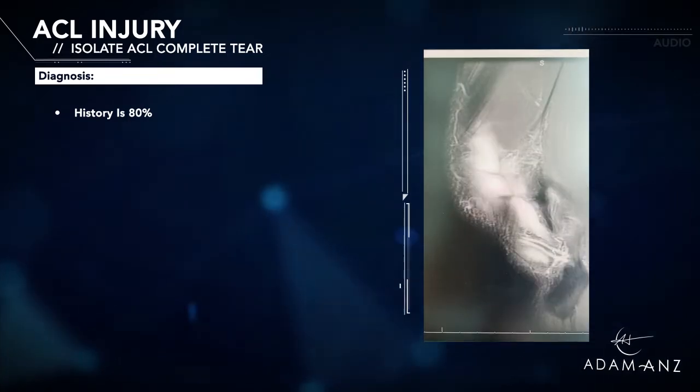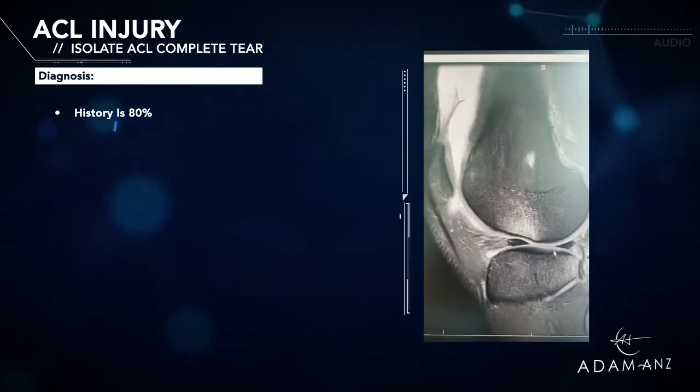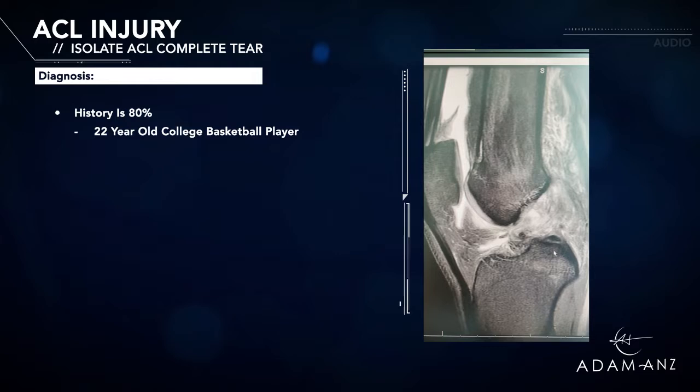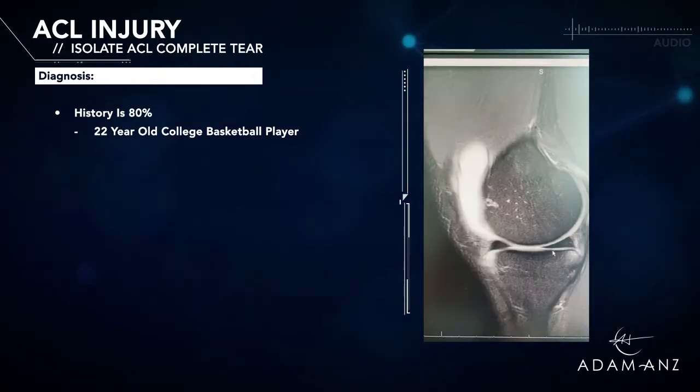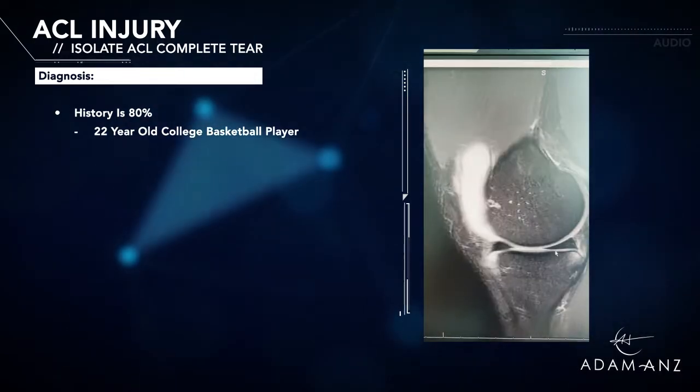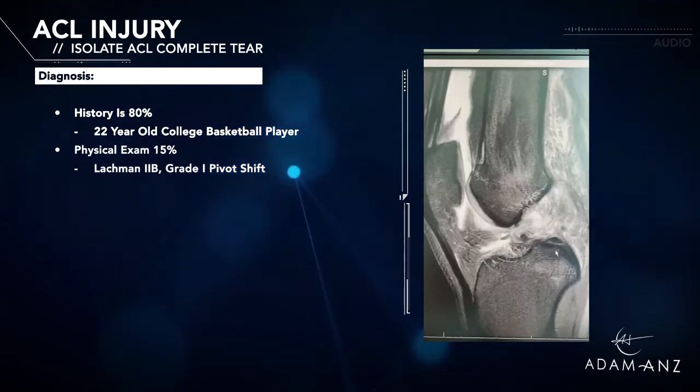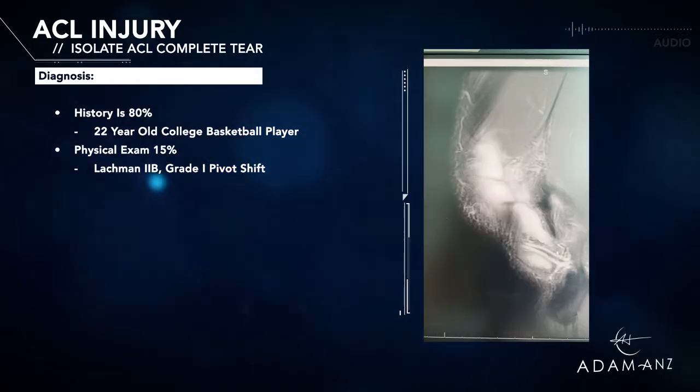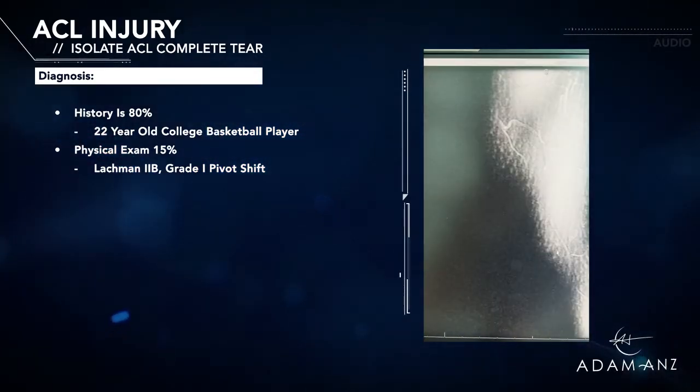Making a diagnosis starts with the history, and 80% of that diagnosis is the history. This patient is a 22-year-old college basketball player. Physical exam is 15%. There's a grade 2B Lachman test and a grade 1 pivot shift.